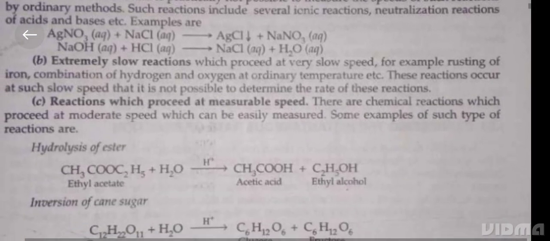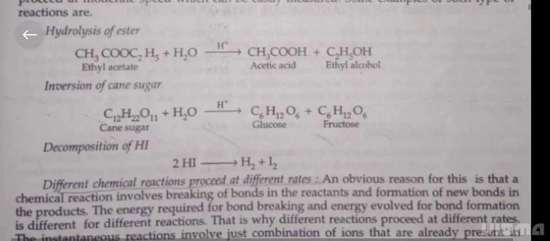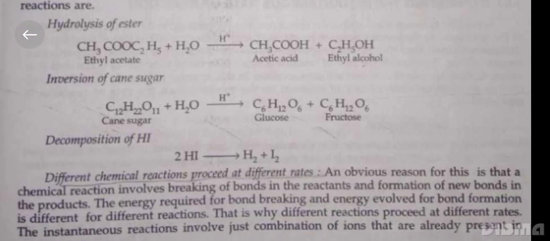Extremely slow reactions, which proceed at very slow speed, for example rusting of iron and combination of hydrogen and oxygen at ordinary temperature. These reactions occur at such slow speed that it is not possible to determine the rate of reaction. Reactions which proceed at measurable speed. There are chemical reactions which proceed at moderate speed, which can be easily measured. Some examples of such type of reactions: hydrolysis of ether, inversion of cane sugar, and decomposition of HI.